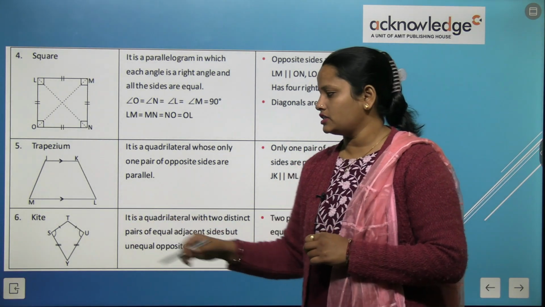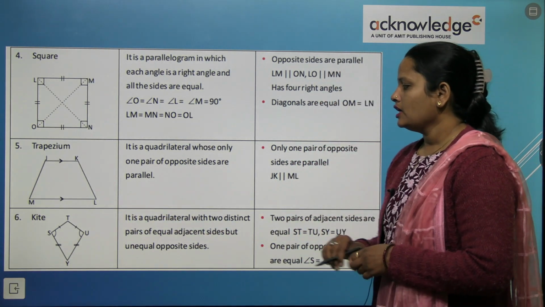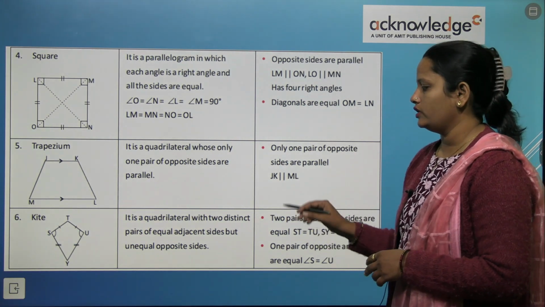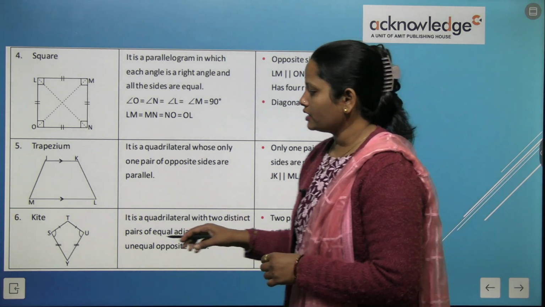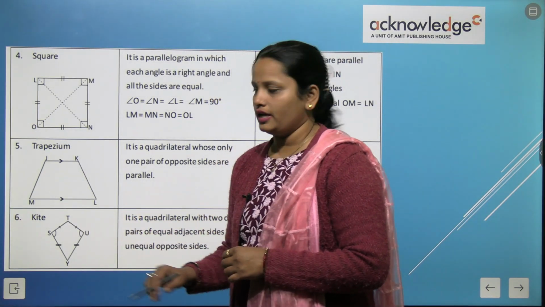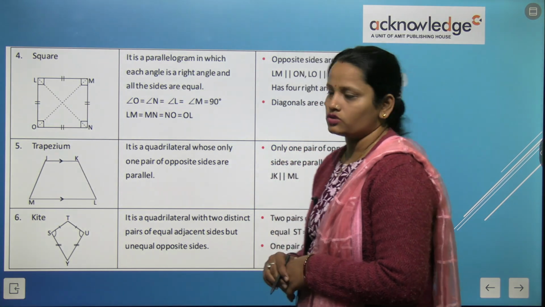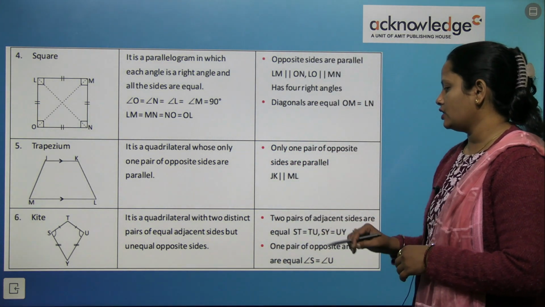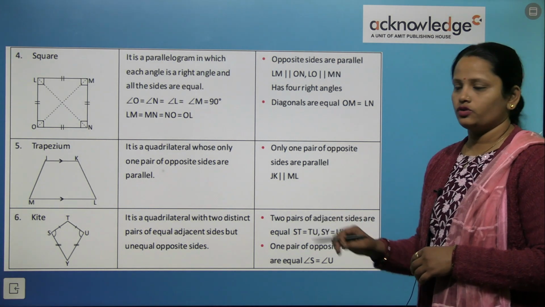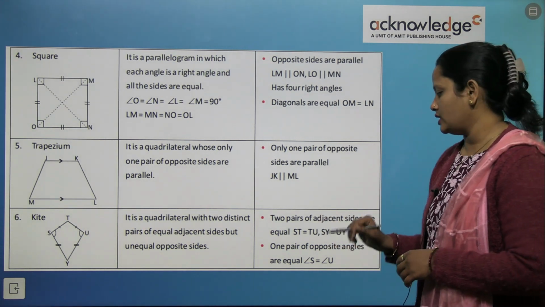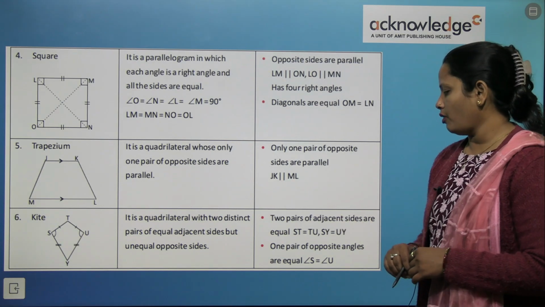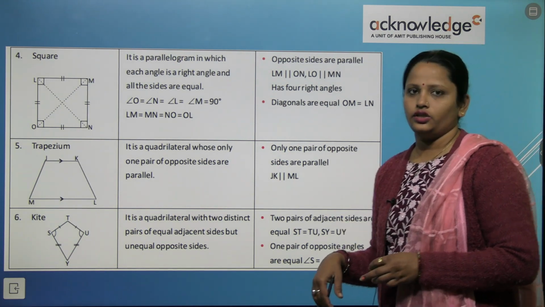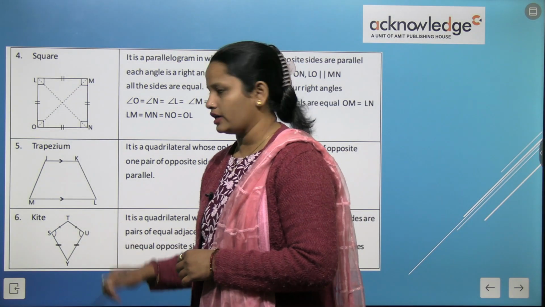Next is kite. This is a figure of a kite. Kite जैसा दिख रहा है ये. And it is a quadrilateral with two distinct pair of equal adjacent sides. यहाँ पे आप देख सकते हो कि ऊपर की जो दो sides हैं वो equal हैं और जो नीचे की जो दो sides हैं वो एक दूसरे के equal हैं. Two pair of adjacent sides are equal. ST is equal to TU and same SY is equal to UY. One pair of opposite angles are equal. Angle S is equal to angle U. Here you can see angle S is equal to angle U.